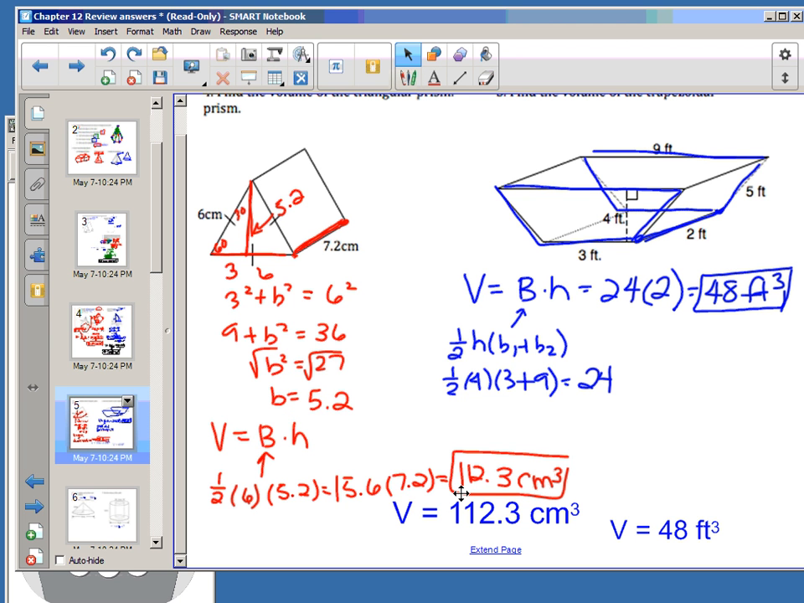All right, is that the end of the second page? All right, that's the end of the second page. We're going to move on to the third.